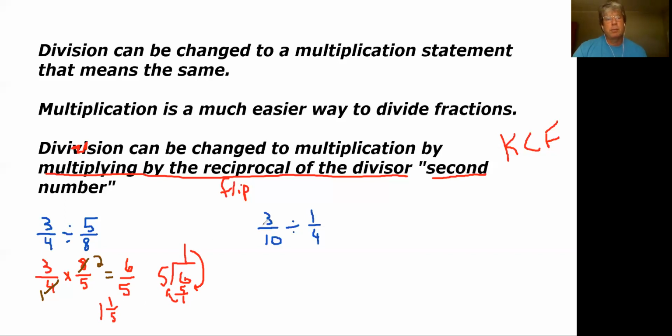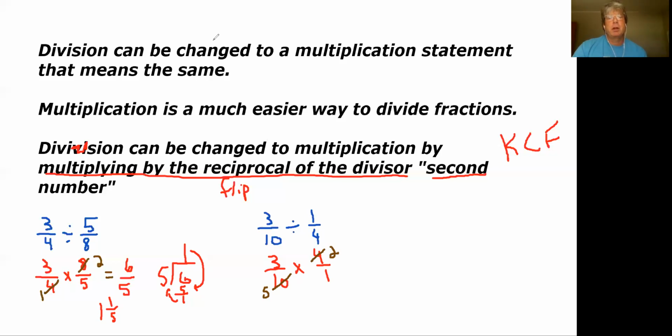If I look at another example, 3/10 divided by 1/4. Again, we can kind of keep the 3/10. We can change division to multiplication as long as we reciprocate or flip the 1/4 to 4/1. So then we can look for any kind of cross canceling, and notice how the 4 and the 10 both can be divided by 2. So 2 goes into 10 5 times, and 2 goes into 4 twice, so I can kind of mark those out and put the new numbers there.